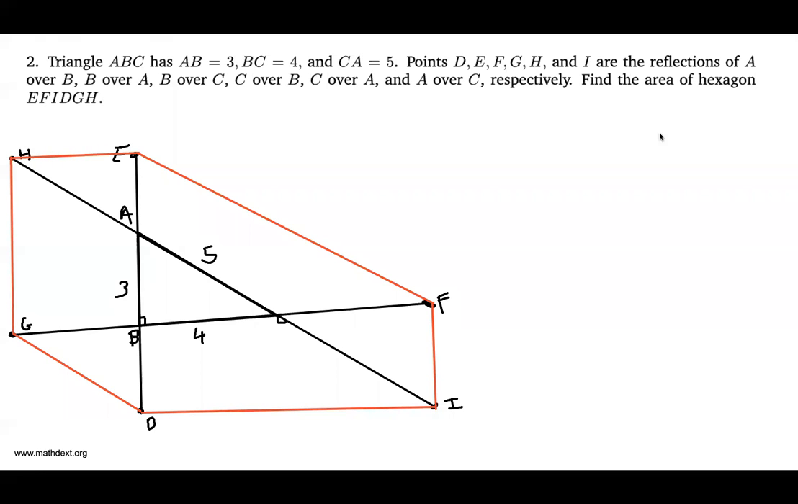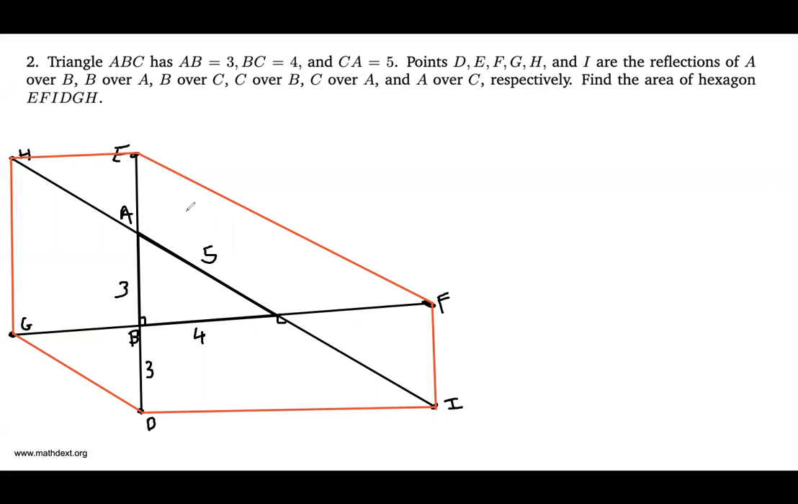And from this diagram, you can see that this hexagon looks suspiciously like two rectangles and two triangles, two right triangles. And in fact, we will see that this is the case, that B, E, H, G is indeed a rectangle, and B, F, I, D is indeed a rectangle. And the reason why is, well, all of these points are reflections. So if you're going to reflect A across B, you get its mirror image D, which is also 3 units away from B.